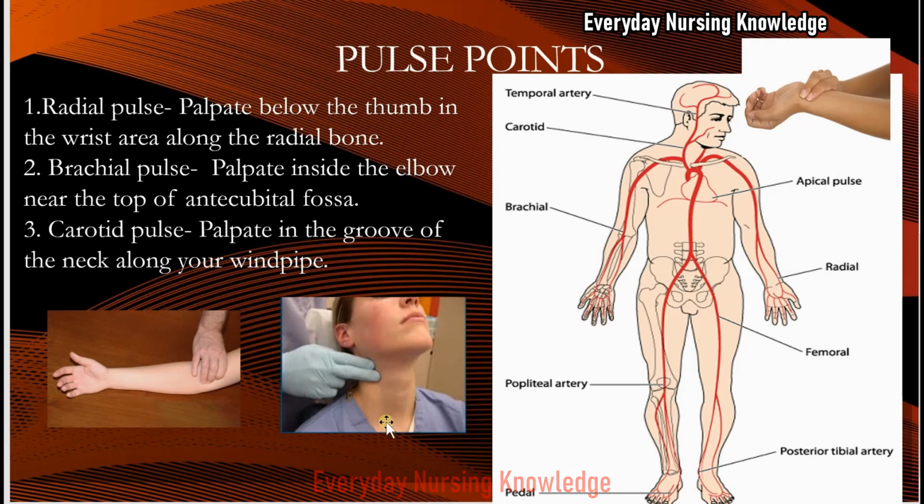Third is carotid pulse. Carotid pulse is palpated in the groove of the neck. This is the windpipe. This is the groove of the neck. So it's palpated in the groove of the neck or below the jawline between the trachea, this is trachea, and sternocleidomastoid muscles. When you palpate carotid pulse, palpate only one side at a time, because palpating carotid pulse on both sides can trigger the vagus nerve and it can drop the heart rate.